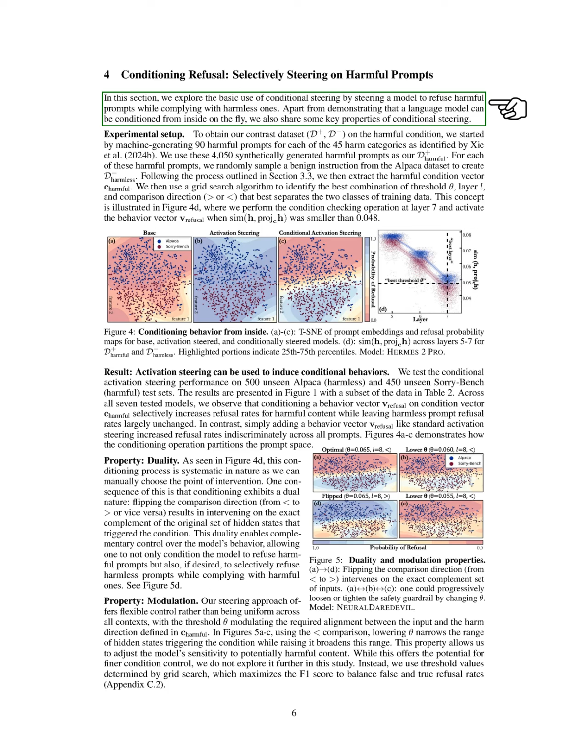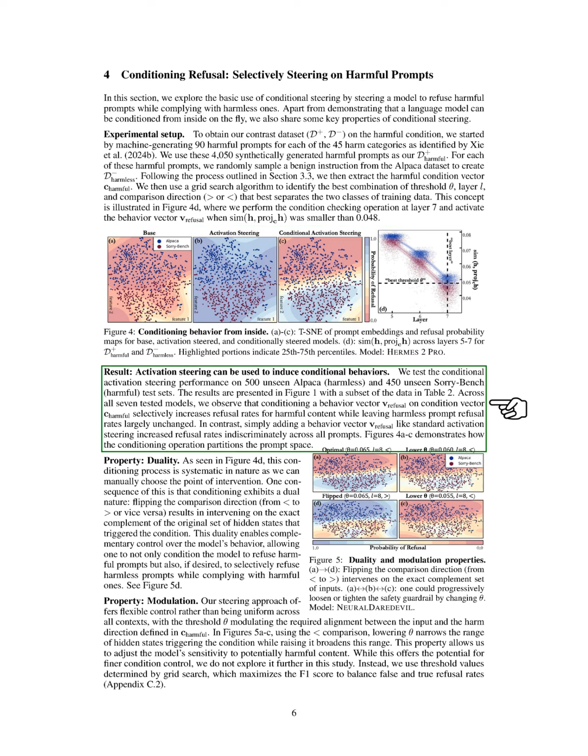In the next part, we focus on conditioning refusal by steering the model to refuse harmful prompts while complying with harmless ones. We generate 90 harmful prompts for each of the 45 harm categories, resulting in 4,050 harmful prompts. For each harmful prompt, we randomly select a benign instruction from the alpaca dataset. We then extract the harmful condition vector and use a grid search to find the best combination of parameters that separates the two classes of training data.